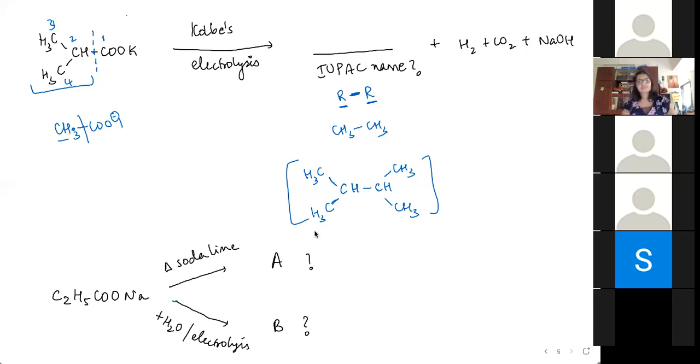Arnav and Rishit. Rishit, yes, you got A. Just identify the alkanes. The byproducts are fine, not necessary. So both A and B are alkanes. Just give me what alkanes you get.